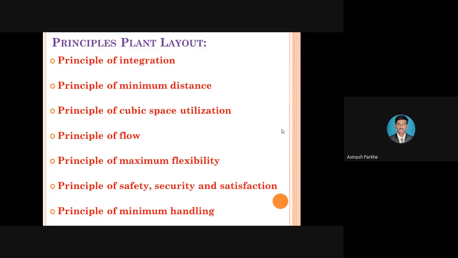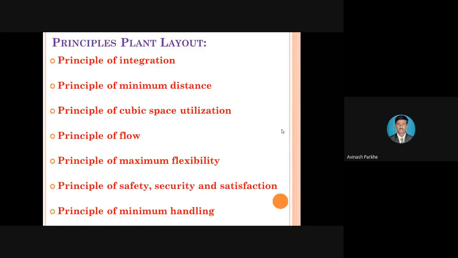But whenever we are installing that particular machine, whenever we are finalizing the sequence of operation, the material should flow in the forward direction only. So this is the requirement. There should not be any backtracking. If the backtracking is taking place, your production time will increase, and if your production time increases, the production cost also goes on increasing.